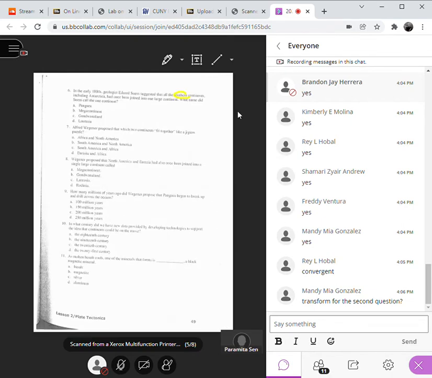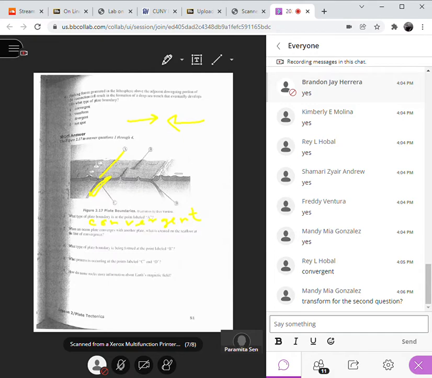For the first question: what is formed on the surface? On the surface of the ocean floor, what can you see? It starts with the letter T. T for Tom.